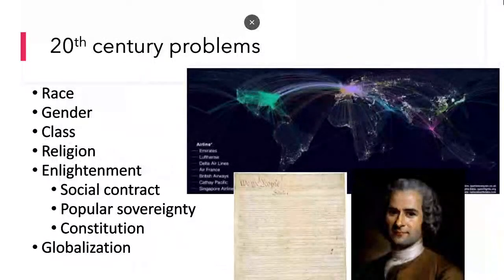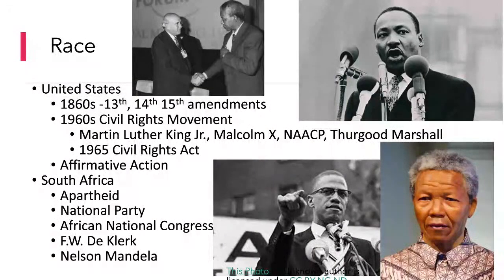So we're going to go through, right? We talked about these different categories. We're going to go through these categories one by one. We're going to look at how race reforms were made in the 20th century, how gender reforms were made in the 20th century, etc. Okay. So we're going to start off with race.